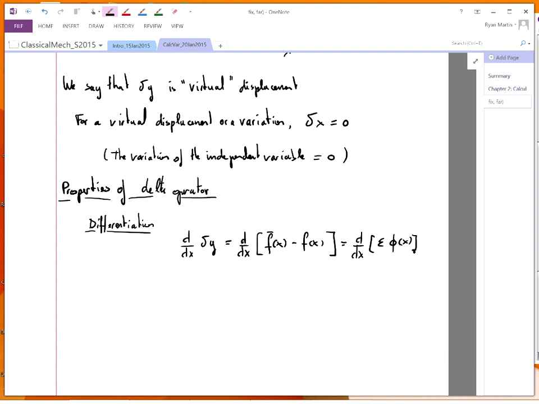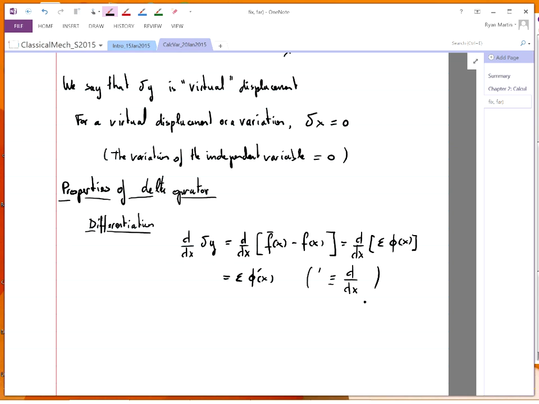And epsilon doesn't depend on x, right? So that just gives us epsilon and then d by dx of phi of x. I'm going to call that phi of x prime. So I'm going to use prime to denote d by dx. Okay?